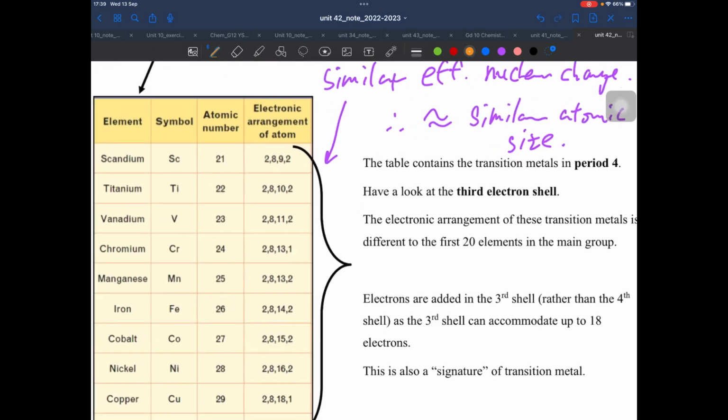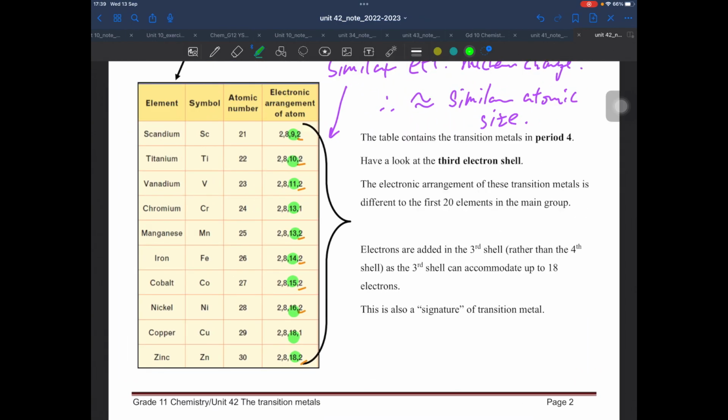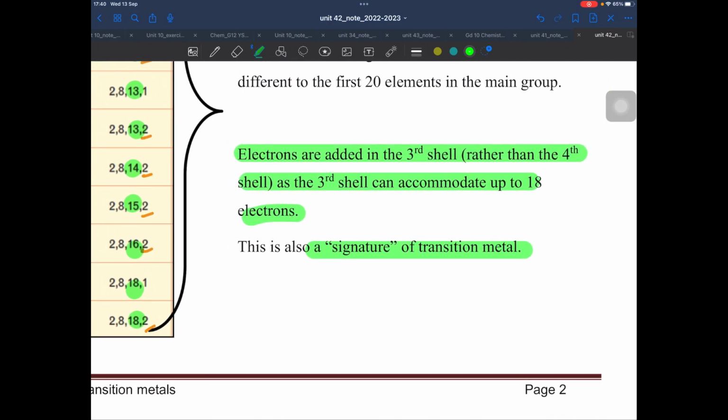And here I can give you the truth, right? So you can see actually most of them got 2 electrons in the outermost shell. Their only difference is actually in the third shell, which is the inner one. Alright, so this is a signature of transition metal. All of them got the same outermost shell electrons, but not the same in the inner shell. So let's write it down. The newcoming electrons are added in the third, which is the inner shell.